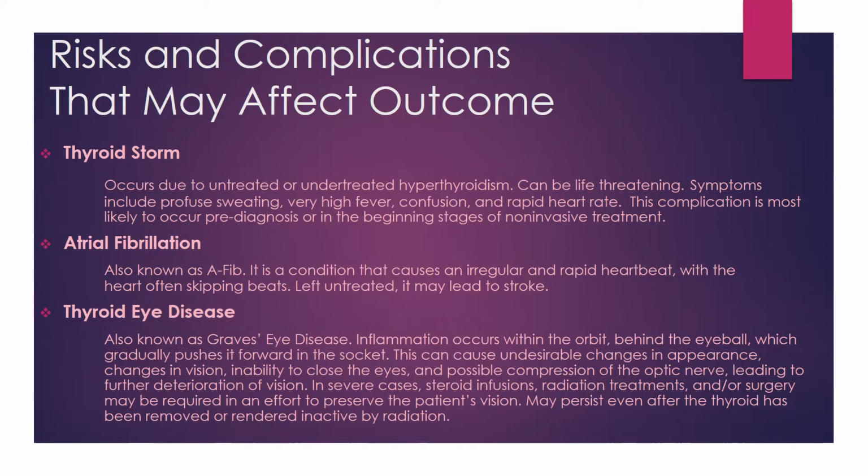Risks and complications that may affect outcome. Thyroid storm. Luckily, this is one complication I did not have. It occurs due to untreated or undertreated hyperthyroidism. It can be life-threatening. Symptoms include profuse sweating, very high fever, confusion, and rapid heart rate. This complication is most likely to occur pre-diagnosis or in the beginning stages of non-invasive treatment. So in other words, it's most likely to occur in someone who's completely unaware they have Graves' disease, or they have been diagnosed but given just a low-dose oral medication that isn't effective enough at calming the hormone levels.